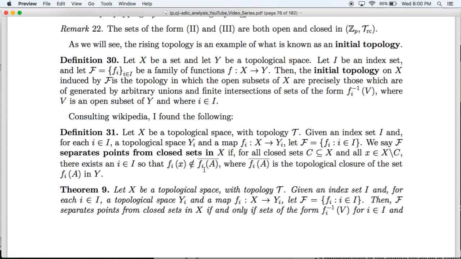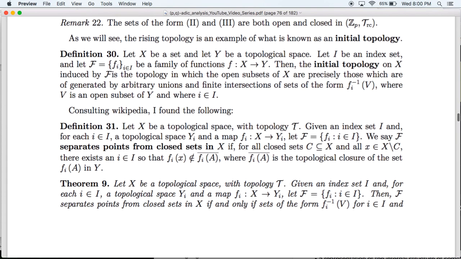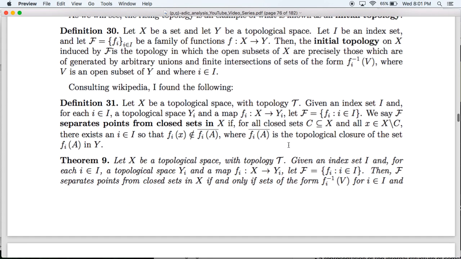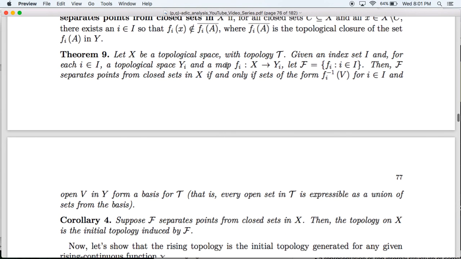So let X be a topological space with topology T, given an index set I, and for each i a topological space Y_i, and a map f_i from X to Y_i, let F be the collection of our maps. We say that F separates points from closed sets if for all closed sets C in X and all little x in big X but not in C, there is an i so that f_i of x is not contained in the topological closure of f_i of C. And then from this we get the following theorem.